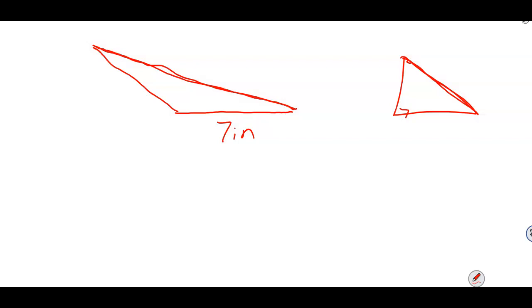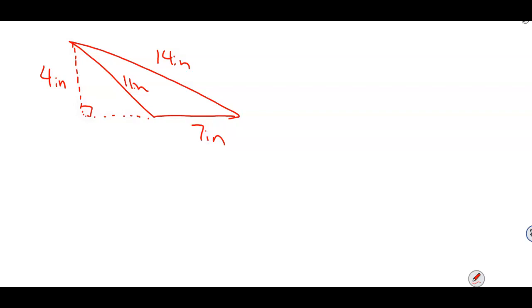So, back to our triangle. This length here is 11 inches. This one is the longest, so it's 14 inches. Find the area of the obtuse triangle. You may talk with your neighbor. It's a new triangle, but it's the exact same triangle.